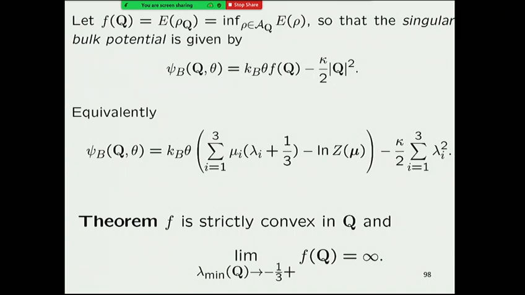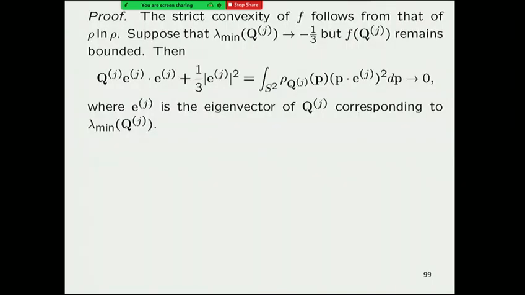If lambda min of q is bigger than minus a third, then we know that the norm of q squared is less than two thirds. That's what we show, so that term will be bounded. So that can't do any damage to you. So why is that true? Well, the strict convexity of f follows from that of rho log rho.